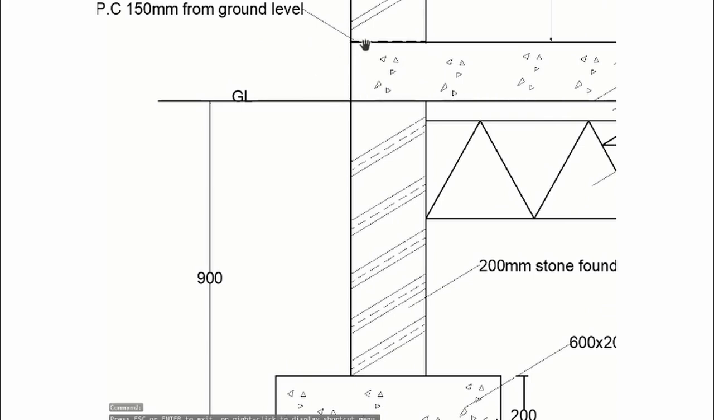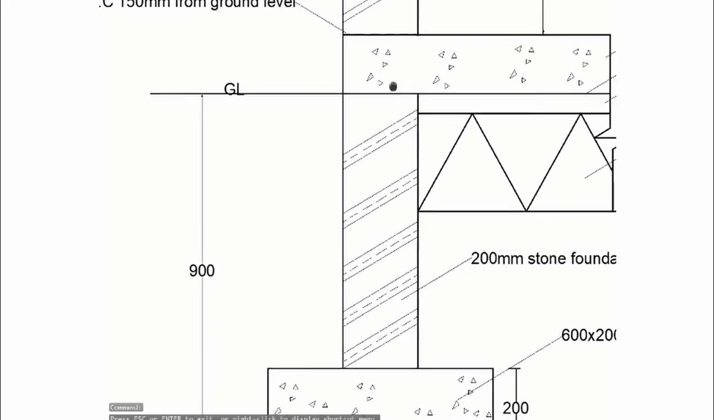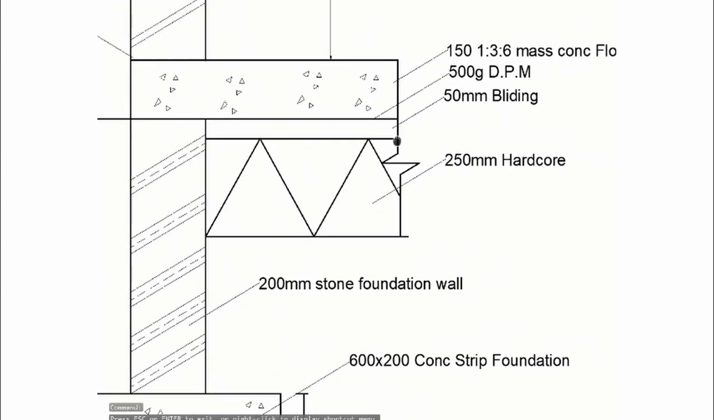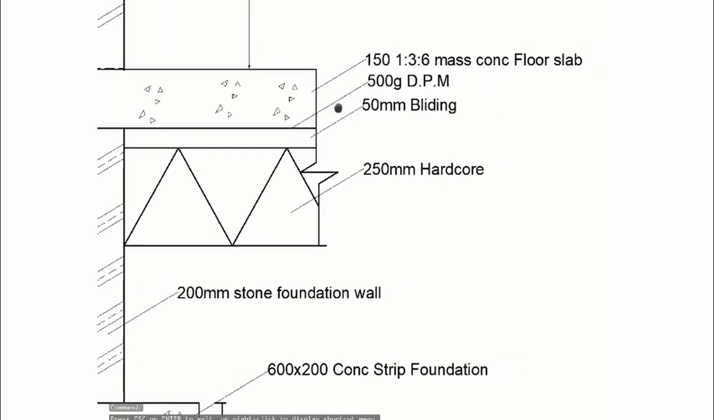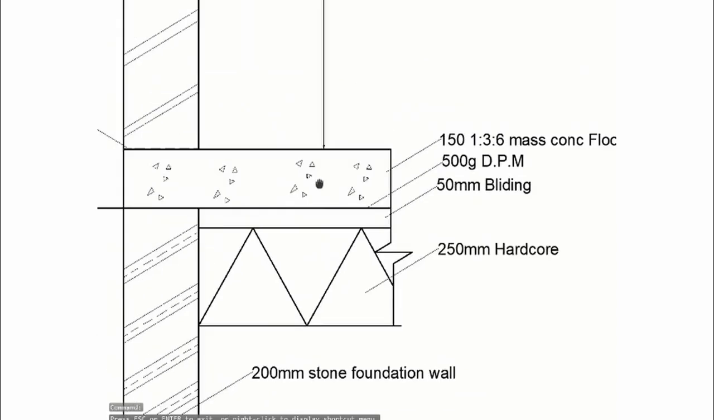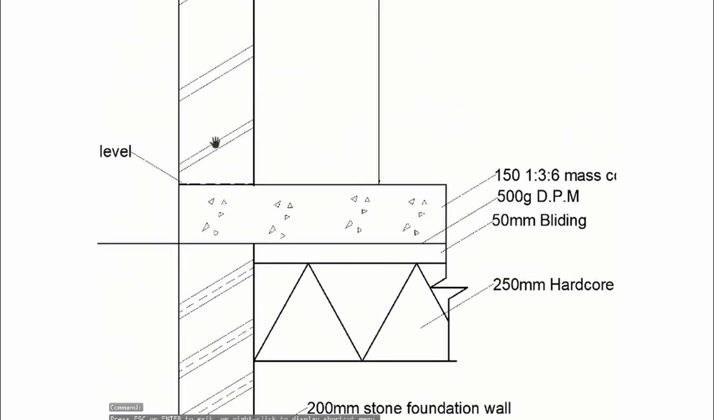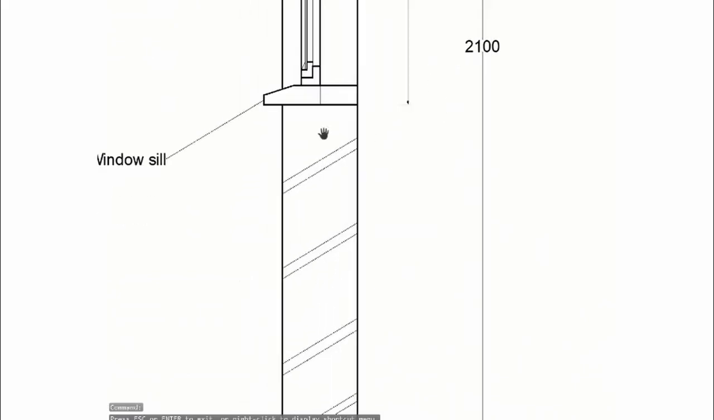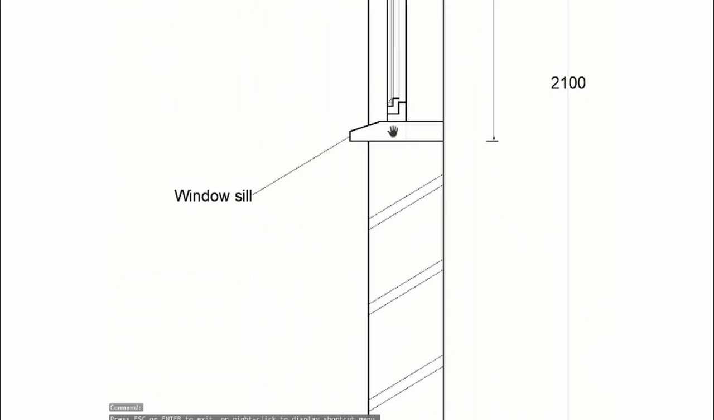So that is also incidentally the DPC level. Therefore, you can get that level of the floor using that, and then measure downwards, get the DPM, the blinding. Then we have the DPM just in that line there, and then 150, 1:3:6 mass concrete floor slab, and then basically we move on to the superstructure up to the window sill level.